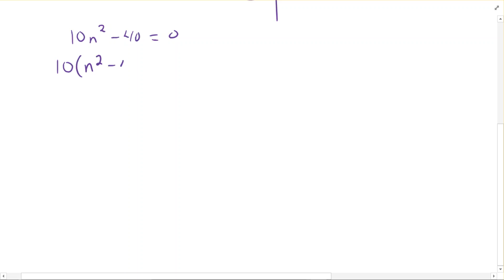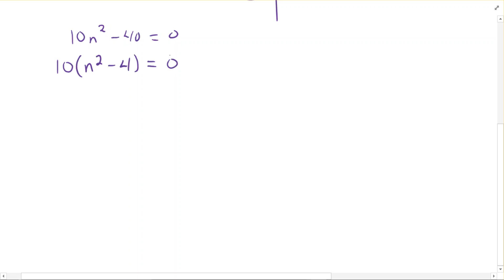All right, let's do 8a. So 10n squared minus 40 is equal to 0. All right, so remember what I was saying about factoring? Always see what you can take out first. You can take a 10 out of this. You can factor a 10 out and then see what we're dealing with. So let's factor out a 10 because it's common to both. So 10, and I end up with n squared minus 4 is equal to 0.